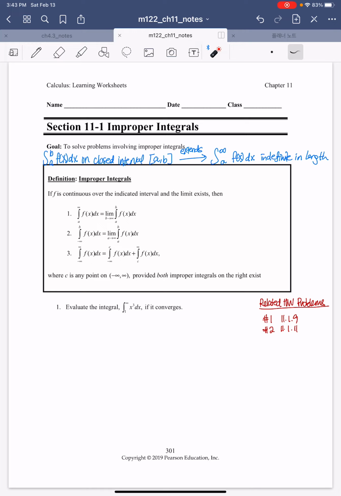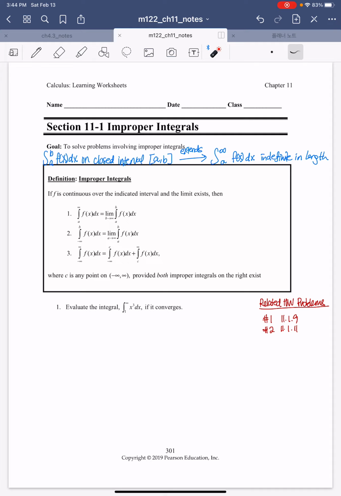Okay, so let's start with a couple of examples. I have 5 examples together, and then you can use these to help solve the homework problems. Number 1, evaluate the integral from 1 to infinity of x cubed dx, if it converges. Sometimes you might have convergent, sometimes you might have divergent. It's possible to have divergent because we are taking infinity.